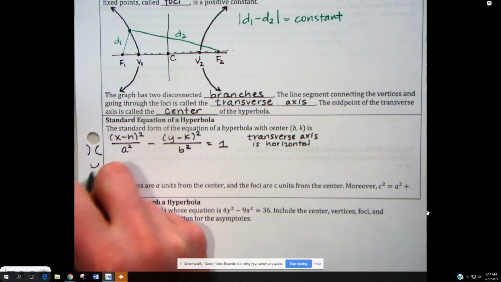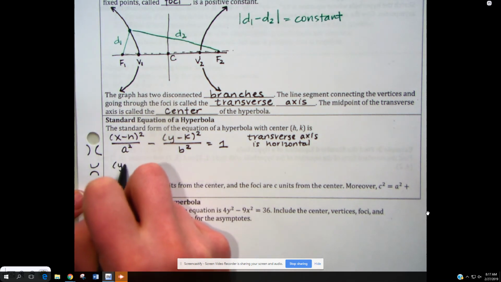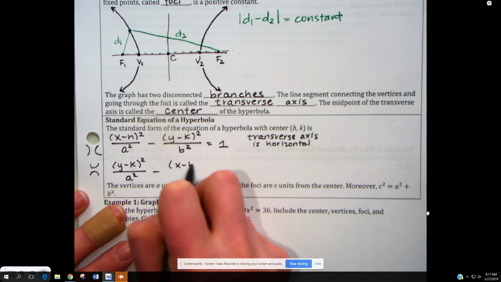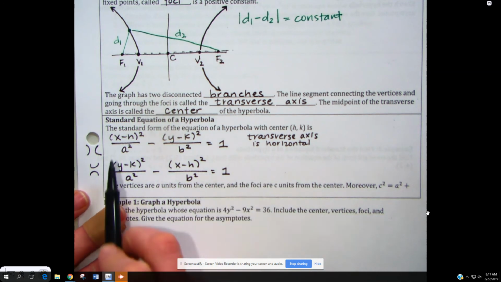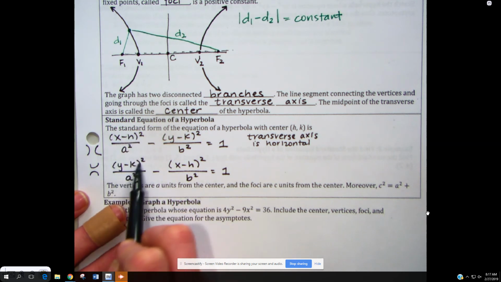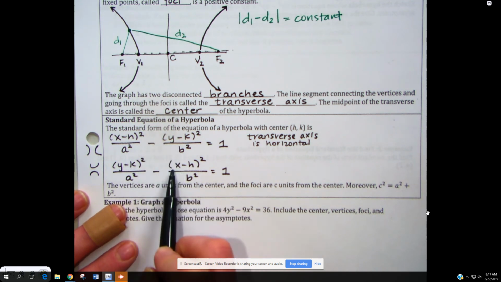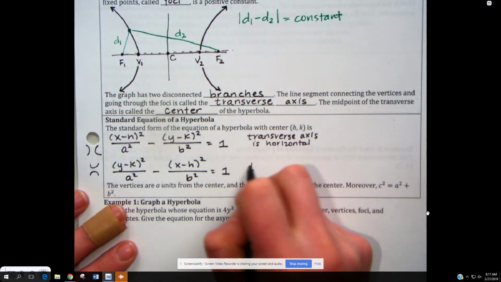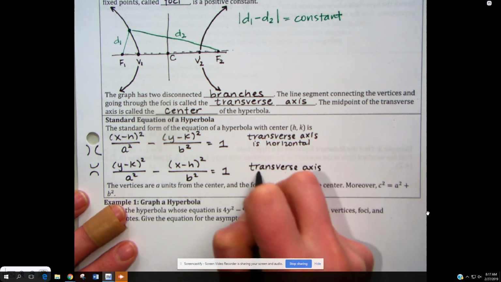If you wanted your hyperbola to open up and down, then you would want to lead off with the y. And your general form would look like this. So whatever one is positive, right? The coefficient on the x squared term, the coefficient on the y squared term, those are the positives because here you're subtracting the y or subtracting the x. The transverse axis is the one that's leading. So here we're going to write transverse axis is vertical.